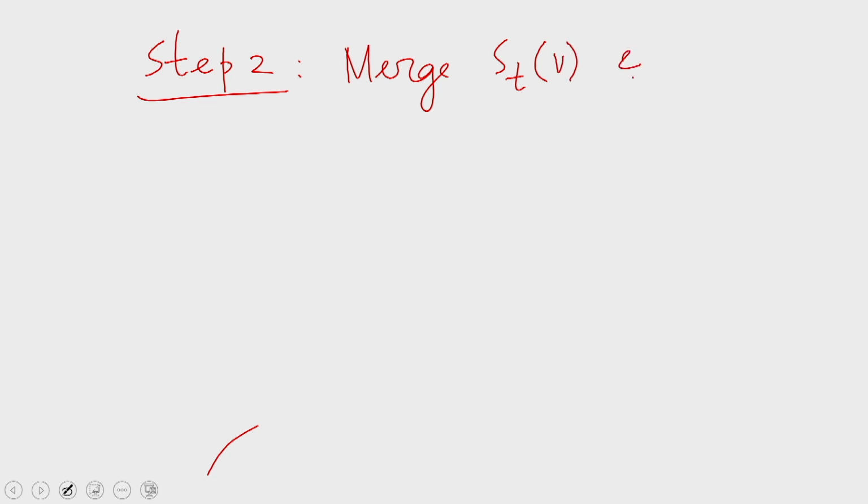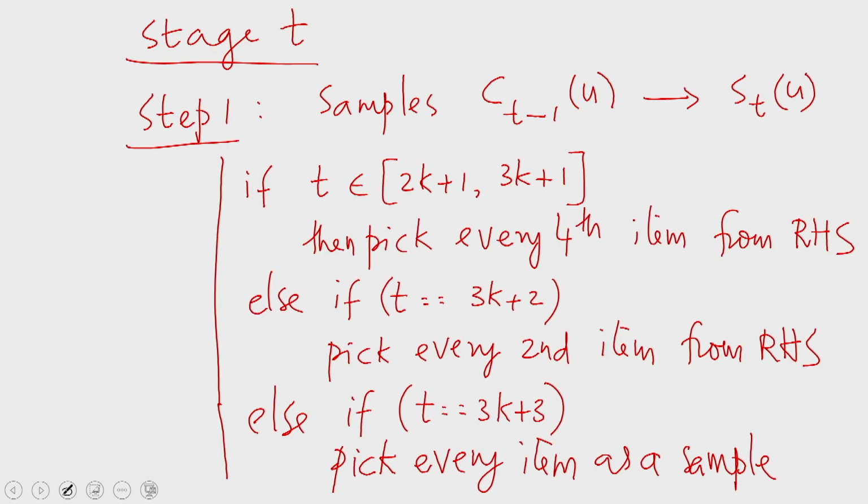Then, after having formed the samples, in the second step of the t stage, what we do is this: we merge the samples that have just formed at the children, St of v and St of w, to form Ct of u. So, at the end of the stage number t, Ct of u is the cache at u. This will overwrite Ct minus 1 of u, from which we had been picking the samples.